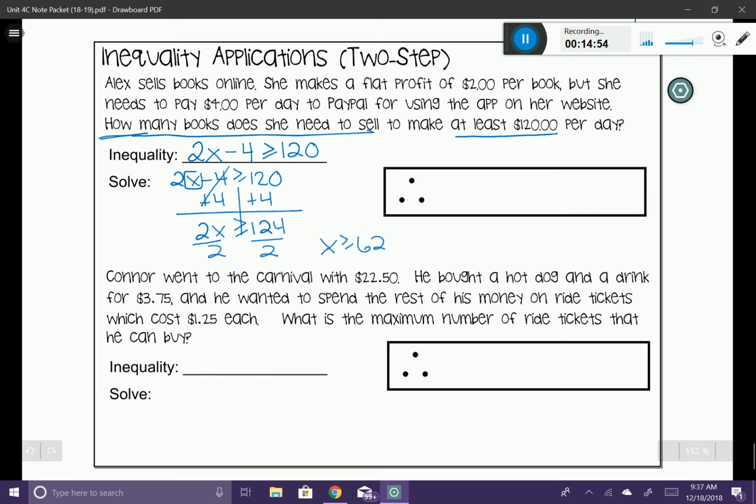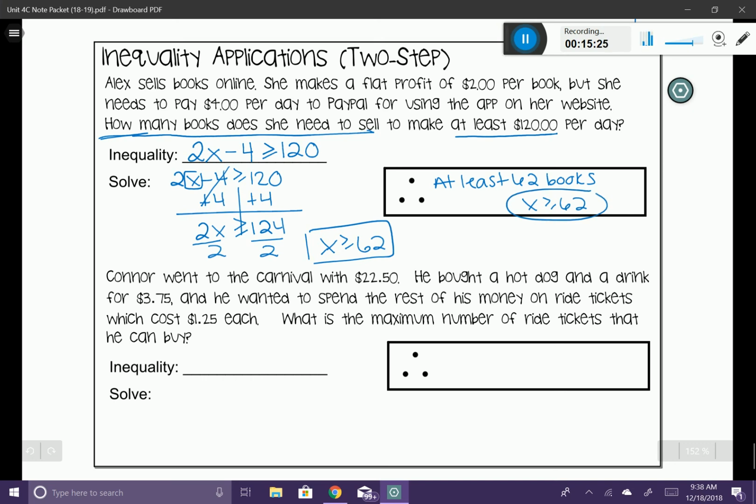So what does that mean? That means that's how many books she needs to sell to make at least $120 per day. So that is her goal, to get at least 62. And at least means 62 or 63 or 64, anything greater than that. All right. So how many books? Well, at least 62 books. And I'm going to go ahead and write my inequality and my solution as well.